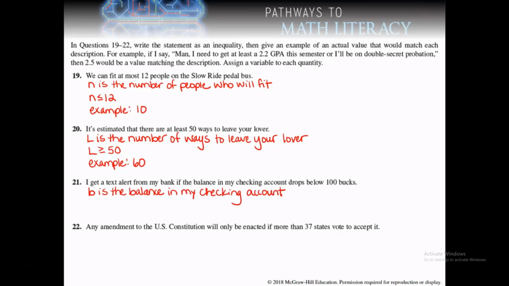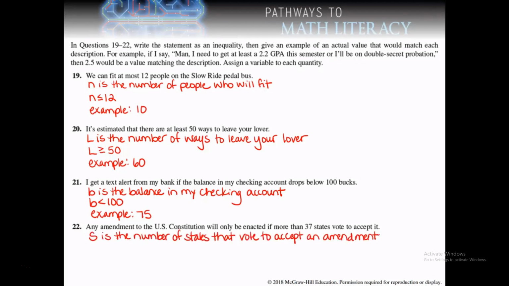In 22, any amendment to the U.S. Constitution will only be enacted if more than 37 states vote to accept it. So let's let S be the number of states that vote to accept an amendment. And so that amendment would only be enacted if S is greater than 37. For example, if the value were 40.